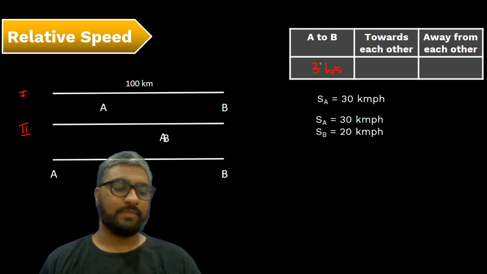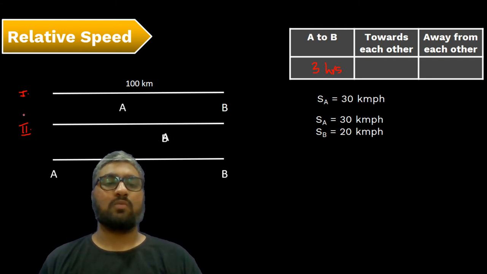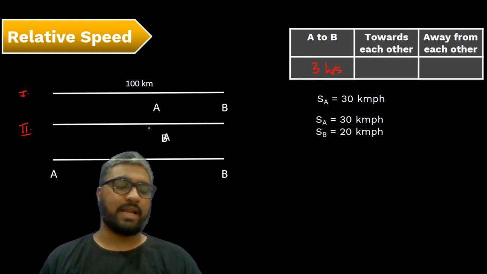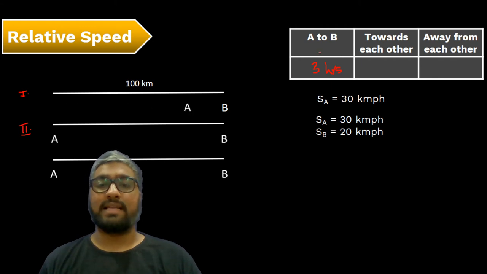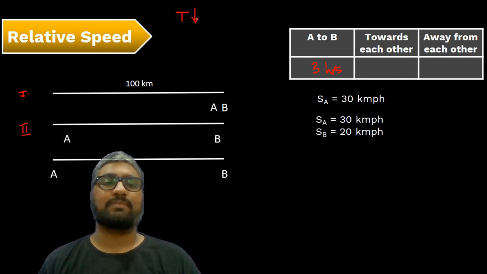Quickly tell me. In the second situation, what is happening? A is also coming towards B and B is also coming towards A. They're planning on meeting somewhere in between. Less time. Yes, so my answer must be less than 3 hours if they meet. Now you know that if time decreases, speed increases. So here, technically, the speed will increase.